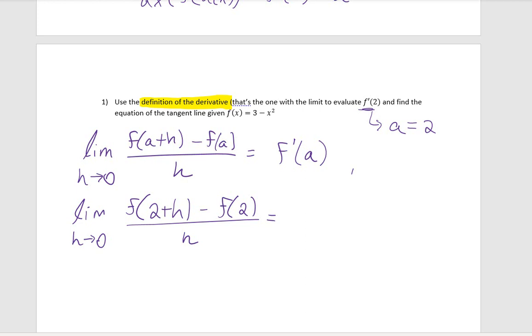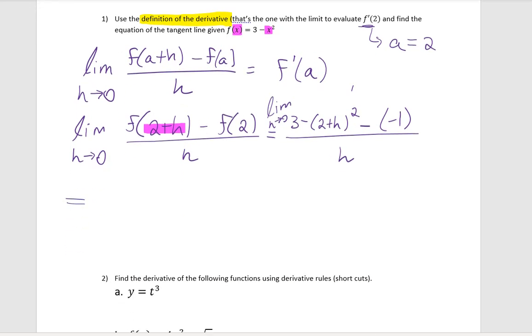So if I take 2 plus h and I plug that into my function, remember, that means I'm taking this guy, and everywhere I see an x in my function, I'm going to plug that in. I'm going to get 3 minus (2 plus h) squared, so that's only this first part, minus f of 2, which would be 3 minus 2 squared, so that'd be 3 minus 4, which would give me a negative 1. All divided by h, and then I totally forgot to put my limit, so let's put that right there.